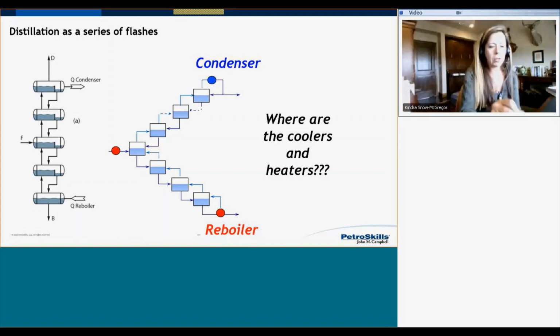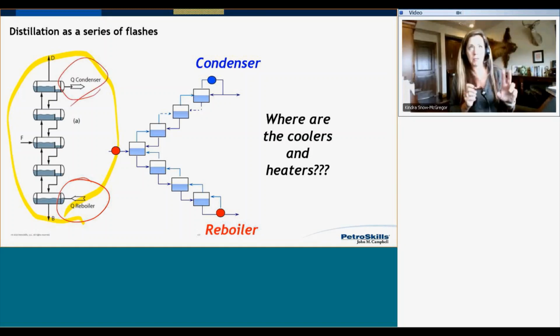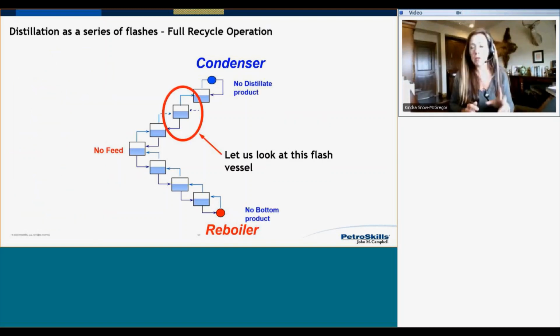So notice when I look at this figure here, I only have one heater in the bottom, that's my reboiler, and I have one cooler, which is at the top. There's my condenser. And so remember that figure I was showing before, I had all these heaters and coolers in between each separator. And so the question is, well, where are the coolers and heaters? So let's take a look.